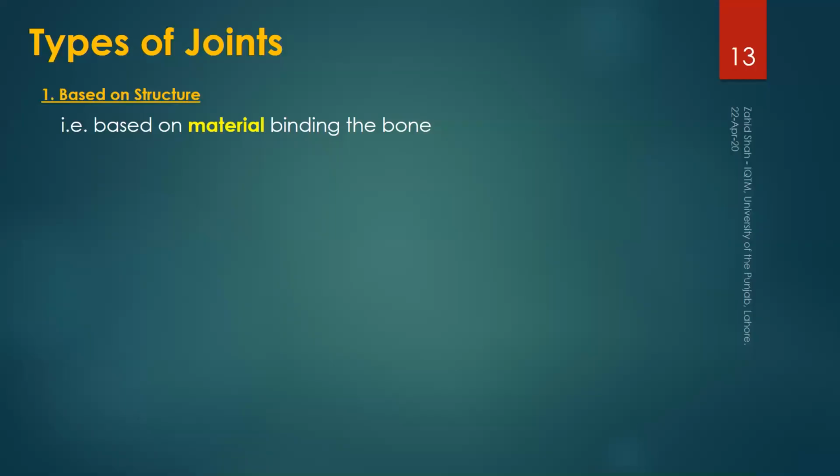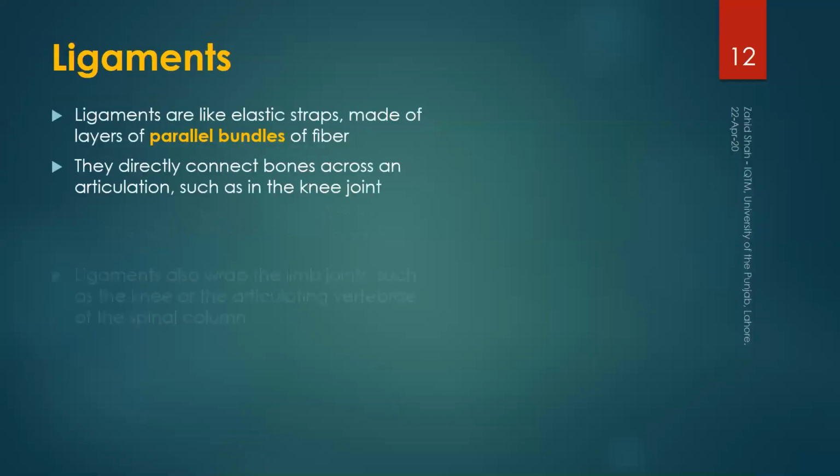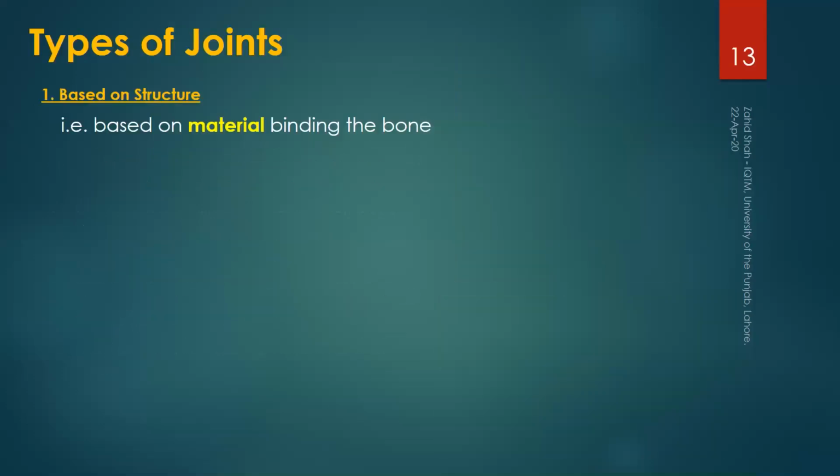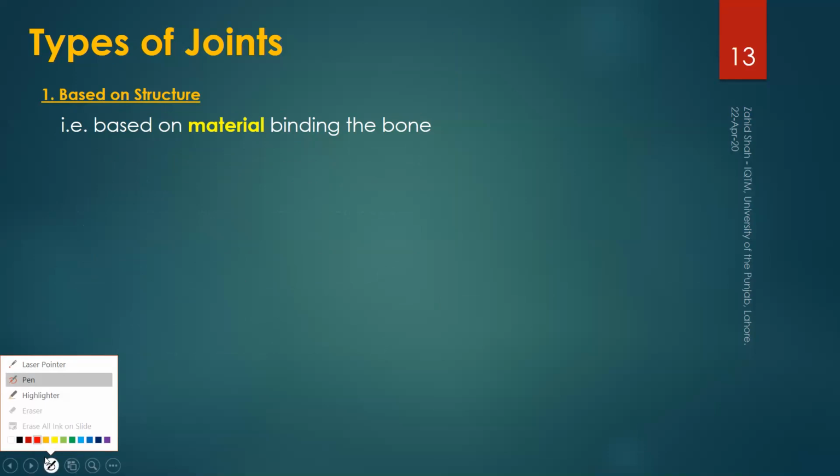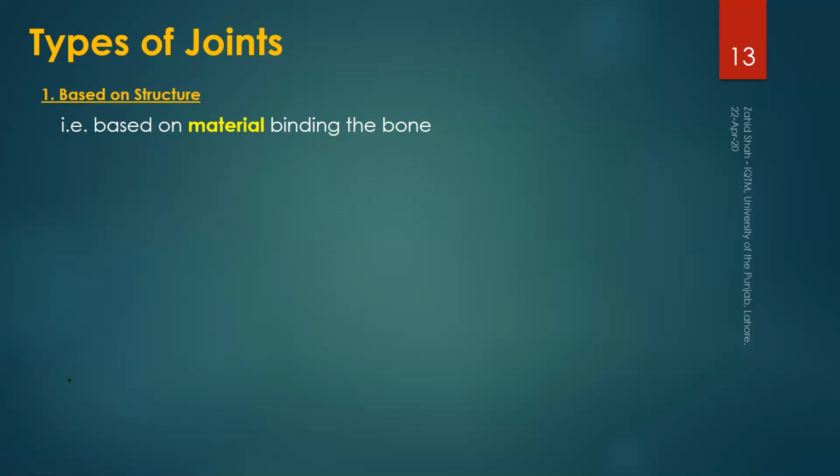In the previous segment, we discussed cartilage, its types, its functions, and some examples. And then we saw what ligaments are, what their function is, and what their structure is. In this segment, we will discuss types of joints.